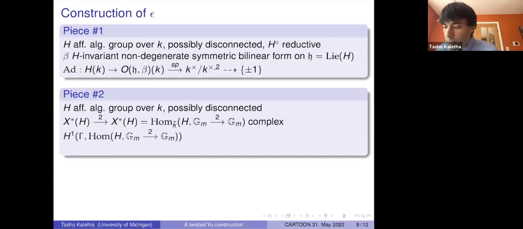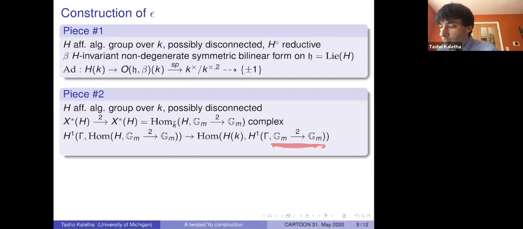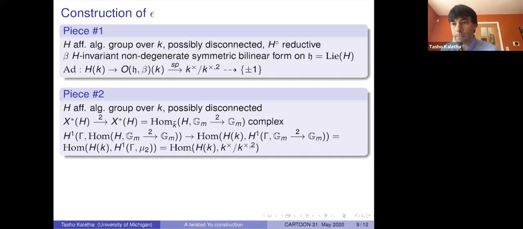And then you look at the Galois hypercohomology in degree 1 of this complex. And there is a very elementary map going from that to the homomorphisms from the rational points of H to the Galois hypercohomology group of the complex of just G_m to itself by the squaring map. And that complex here is very simple. It's just quasi-isomorphic to mu_2, the kernel of this map. So you get homomorphisms into H^1 of mu_2, but that's just, again, the square classes.